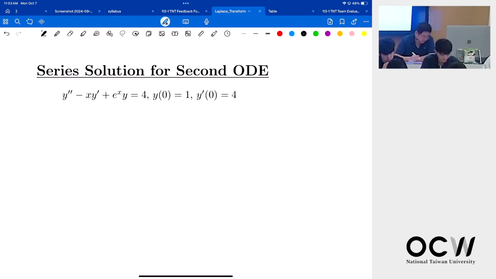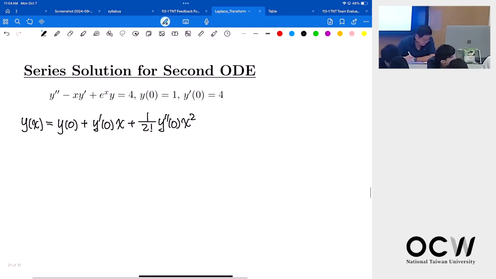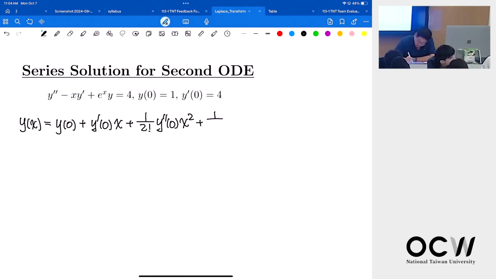So first, I would like to write the solution in a Taylor series form about 0. That will be y of 0 plus y prime of 0 times x plus 1 over 2 factorial y double prime of 0 x squared plus 1 over 3 factorial y triple prime of 0 x cubed, and so on.